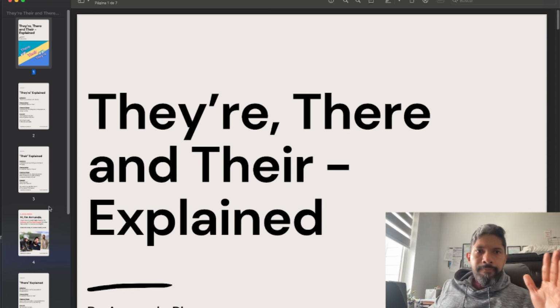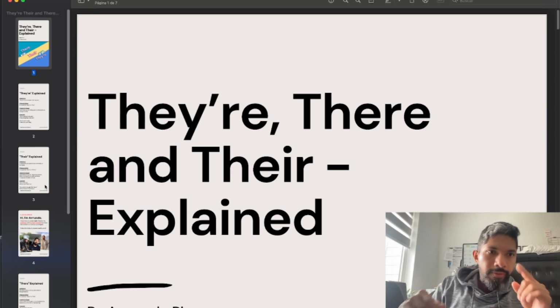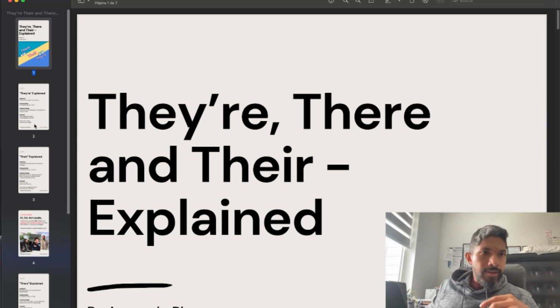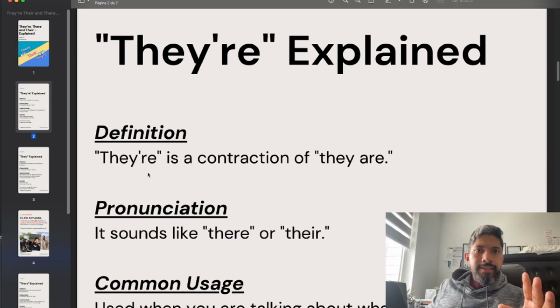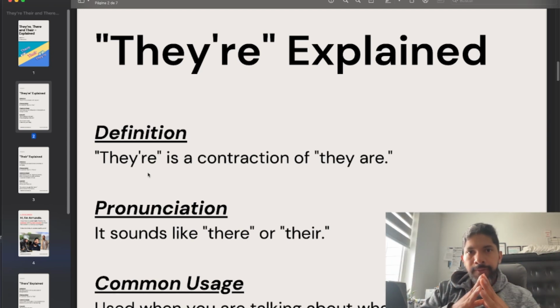I made this PDF. It's pretty simple, 7 pages, and I did my best to condense and make it as simple as possible to differentiate these three words. So let's go to the first word. Let's go with they're. This is basically a contraction between they and are. Once you put them together, you can just say them as they're. So they are becomes they're.